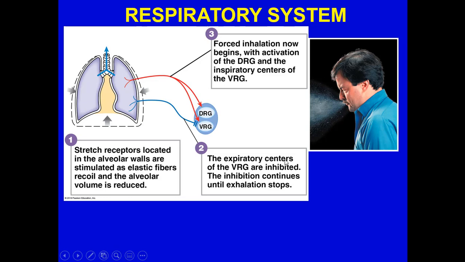The expiratory centers of VRG are inhibited. The inhibition continues until exhalation stops. Now, in the other situation, with the sneezing man, what you have is a reversal, and it's very quick. It's more a response. And you can breathe out, and you can see how particles of an aerosol are generated.